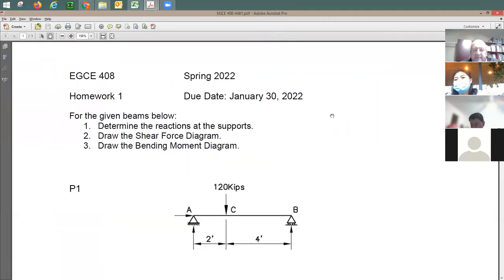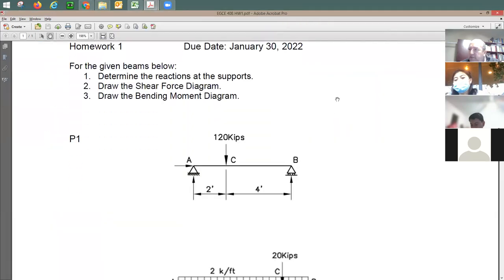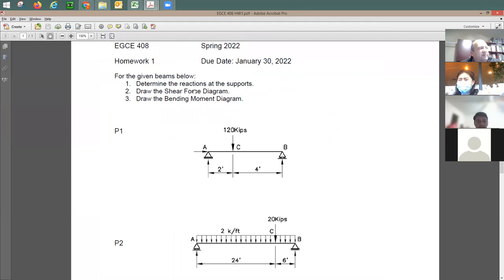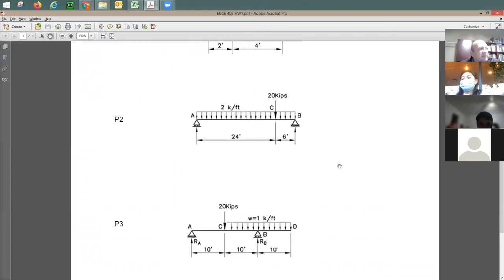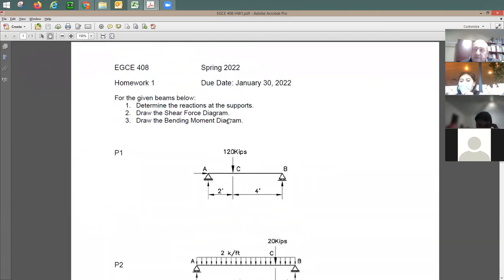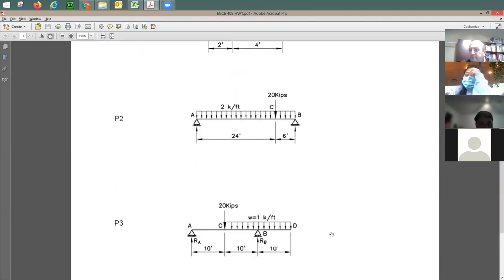The first homework is actually based on structure analysis 1. It is not really related to reinforced concrete design. Here I'm asking you to determine the reactions on supports. So here you have 3 reactions in this beam. Same thing, you have here 3 reactions. And here also you have 3 reactions. I also want you to draw the shear force diagram and the bending moment diagram. This is everything that you have studied previously in structure analysis 1, and also in statics. So I want to be sure that you are able to do it on your own.